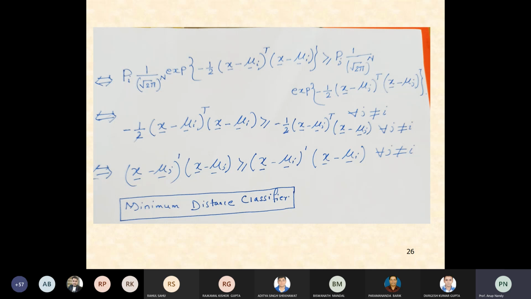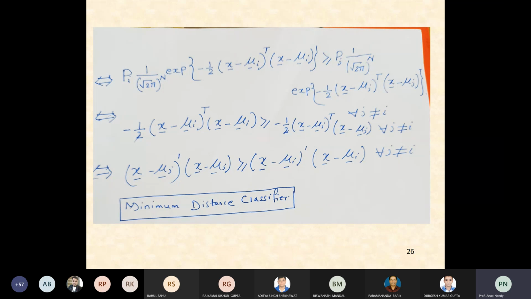Okay, now what I am going to do, I am just bringing back the right hand side term to the left hand side, and shifting the left hand side term to the right hand side. If you do this, the minus half will be cancelled out on both sides. Now I am bringing back this (xi minus mu j) transpose (xi minus mu j) to the left hand side. Now what you are going to get is (xi minus mu j) transpose (xi minus mu j) greater than or equal to (xi minus mu i) transpose (xi minus mu i) for all j not equal to i.